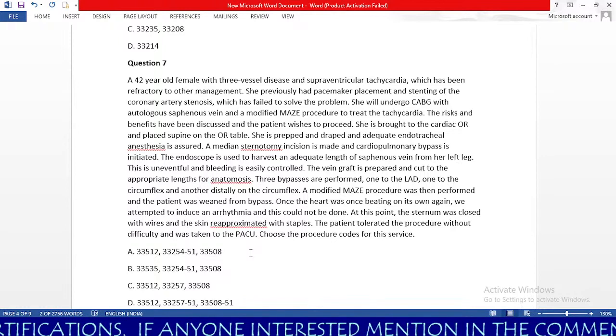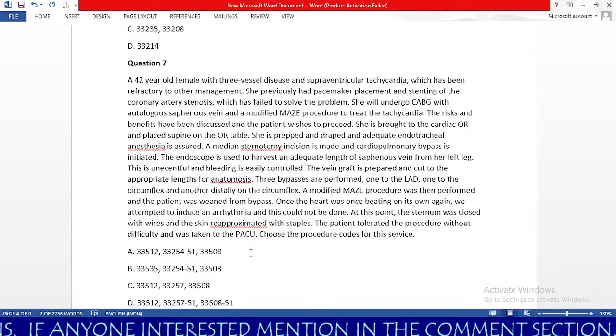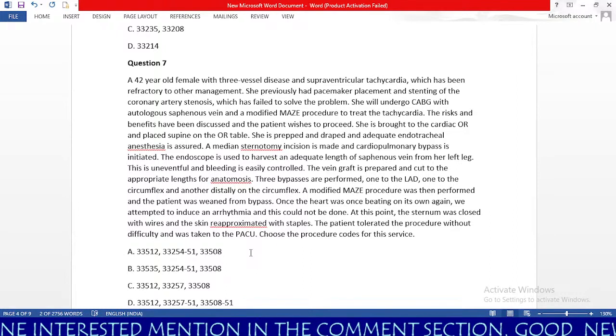So pacemaker and defibrillator are a little bit confusing. So you need to be cautious while coding pacemakers and defibrillators.